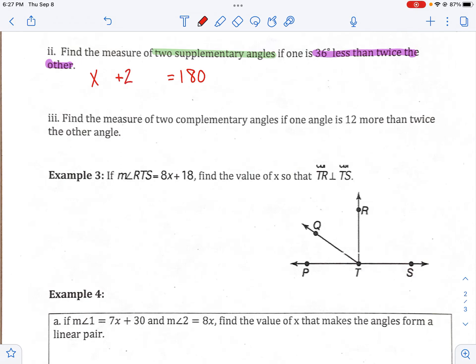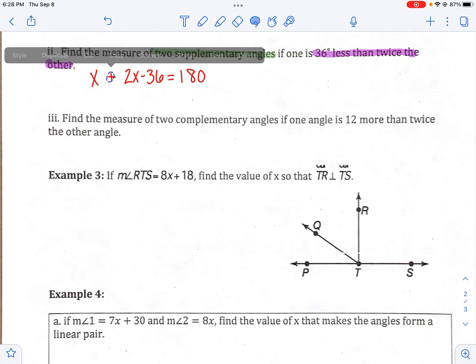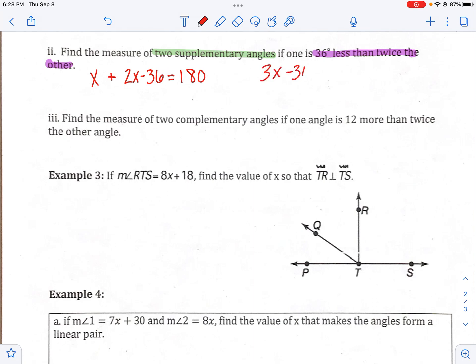So let's start with twice that missing angle, 2x, and 36 less than that would mean to subtract 36. So here what I have is x plus 2x minus 36. So one angle, two angles, add them up, you get 180. So 3x minus 36 is 180, and x should be 72.